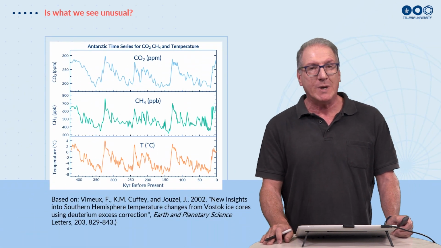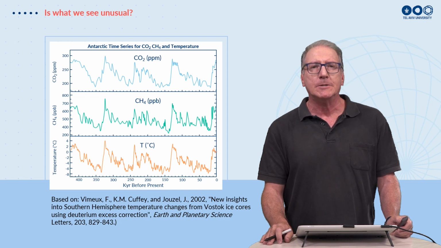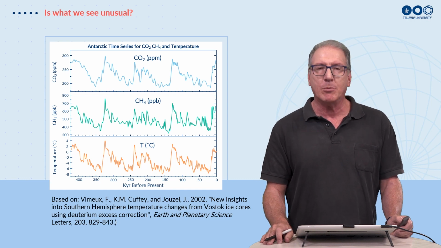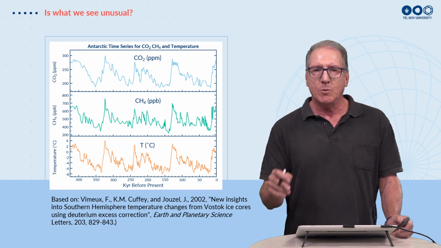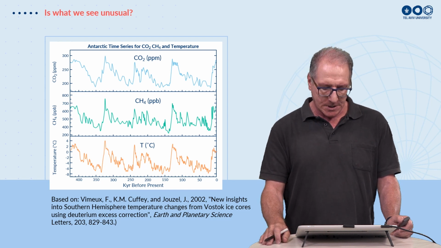Let's go back 420,000 years. So here we can see 420,000 years in the ice cores. On the top we see carbon dioxide, in the middle we see methane, and at the bottom we can actually see the temperature, but this is the relative temperature. Again, no one was living there and had thermometers. We use some chemical methodology to get the relative temperature.